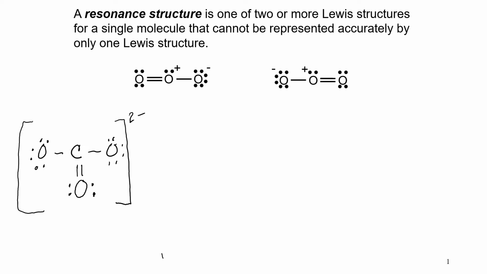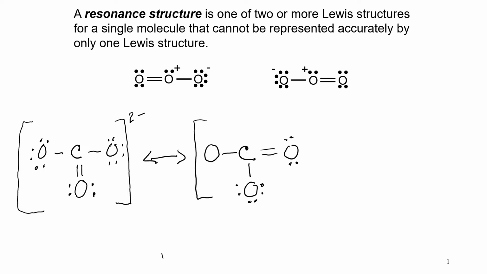Now, once again, that double bond could have formed with any of those oxygen atoms. So we must draw 3 structures for carbonate, moving the location of that double bond. We do not, again, move the atoms. We're only moving electrons. So there are 3 resonance structures for carbonate.